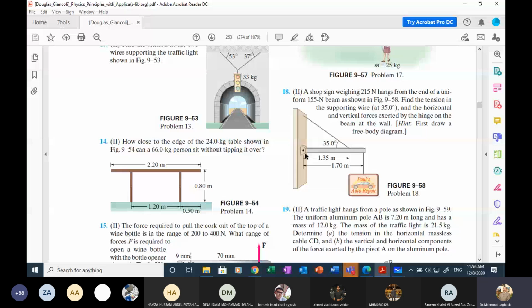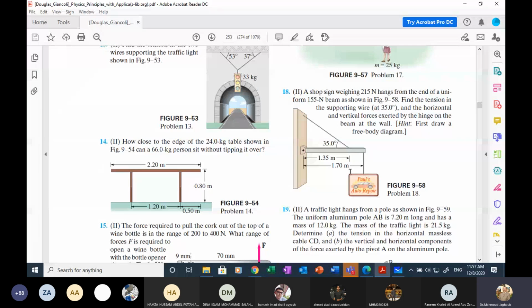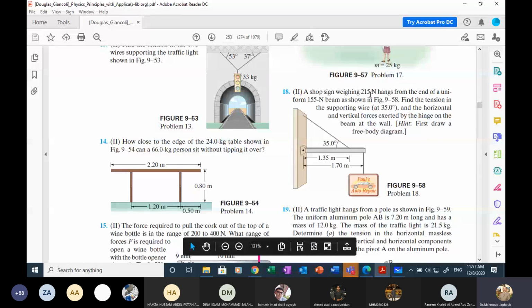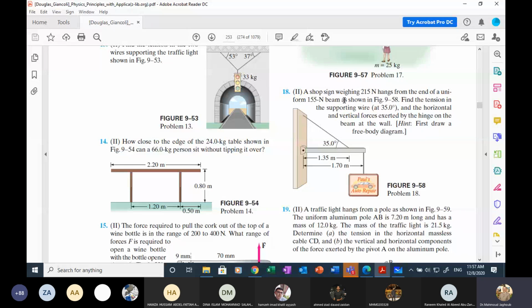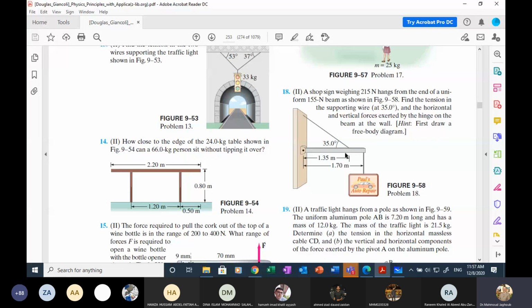Now, thankfully, you have done 105, and you remember, I should have a rope here. I attach the rope to the beam, and I attach it to where? To the wall, so that this beam does not fall down, and it remains in what? In static equilibrium. So he tells us in the question that this is the weight of the sign, 215 newtons, hanging from the end of a uniform 155 newton beam, as in the figure. The beam has a weight of 155 newtons, and the sign has a weight of 215 newtons, and you attach the beam to a wire, and the wire is connected to the wall.